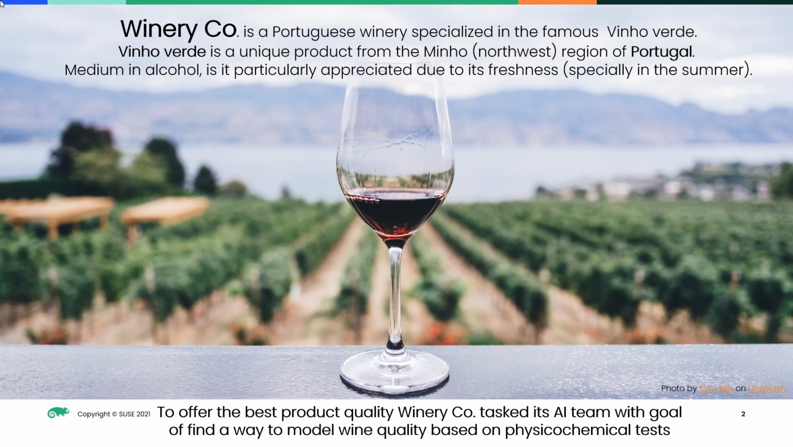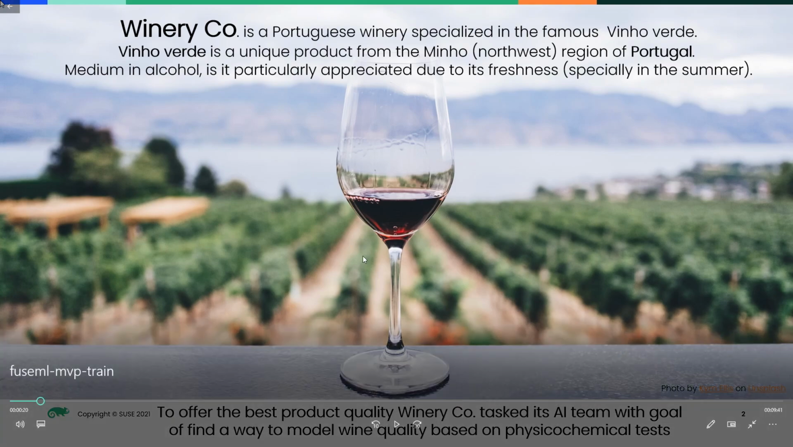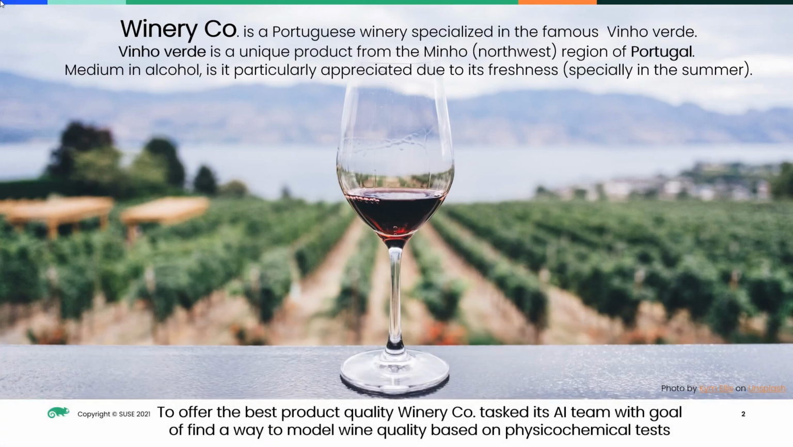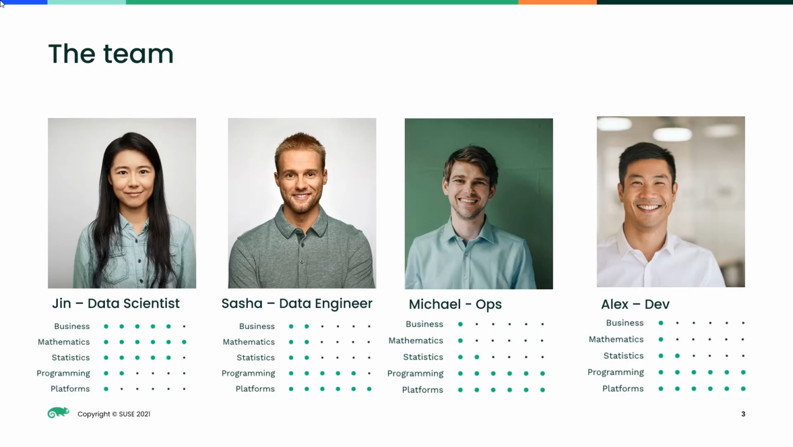So let's see who this team is. We identify 4 specific personas. A data scientist, we will call her Jean. A data engineer, we will call him Sasha. A machine learning operator, Michael. And finally, a full stack developer, Alex.